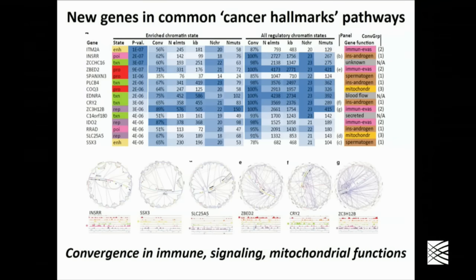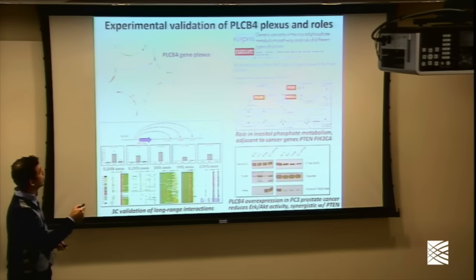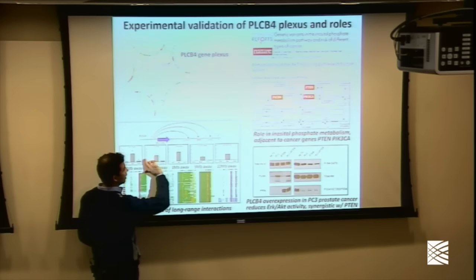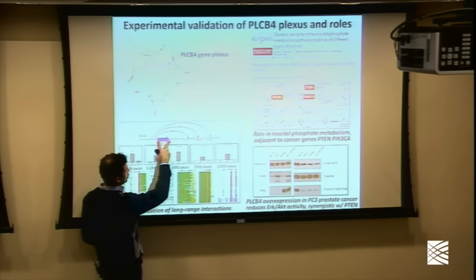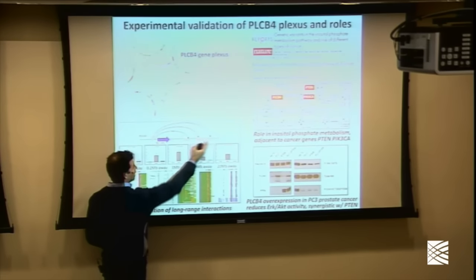But what's really interesting is that they're all converging in a small number of pathways. So there's yet another level of convergence at the level of the pathway, where you have immune, signaling, and mitochondrial functions that are repeatedly disrupted in these regulatory ways in the neighborhoods. So we went after one of them. We validated this PLCB4 plexus, where you have one gene that's targeted by all of these control regions. For every one of them, we did a Hi-C type experiment with the gene itself, and then the region that we want to test, and then upstream and downstream elements.